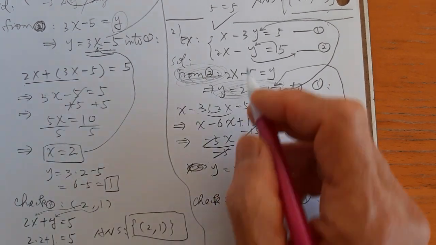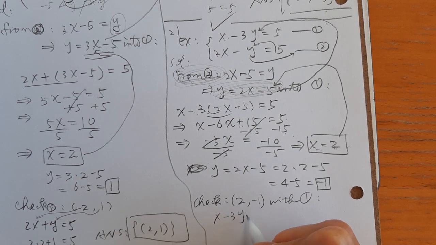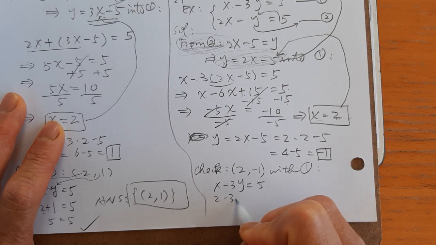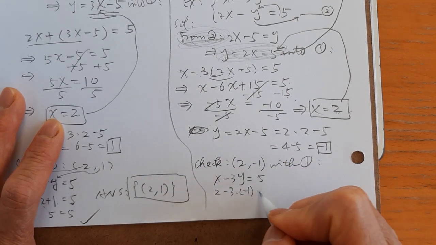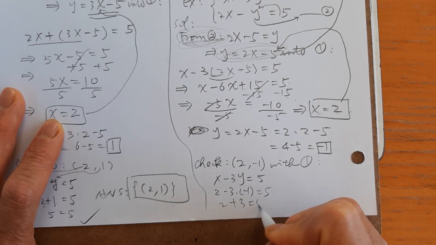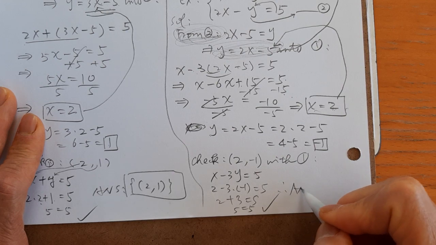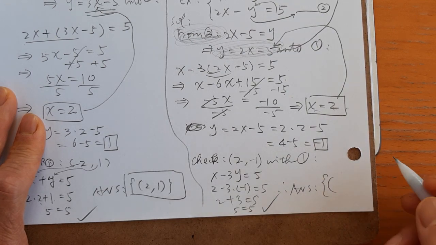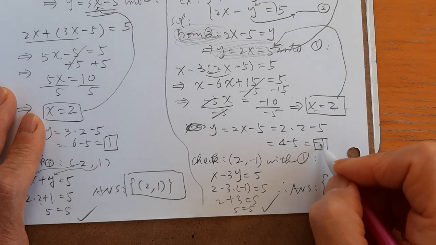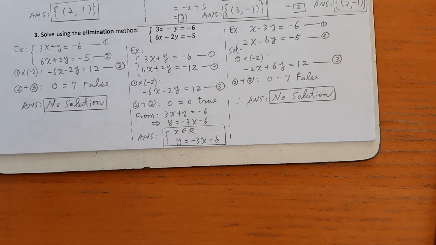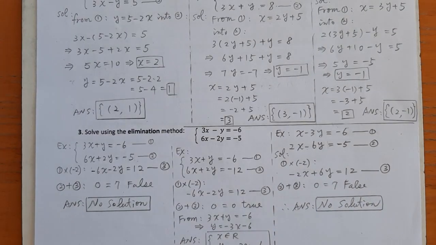So first equation is x minus 3y equals 5. And x use 2, plug in, minus 3 times y is negative 1, plug in, equal 5. So it's 2 add 3 equal 5. So it's 5 equal 5. It's checked. So then you put the final answer in set notation. X coordinate first, then y coordinate, negative 1. That's the solution. So this is called solved by the substitution method.